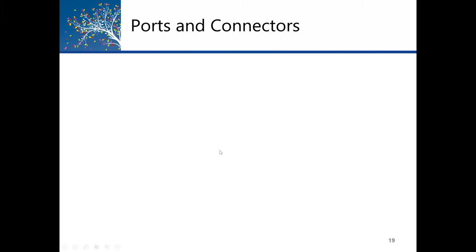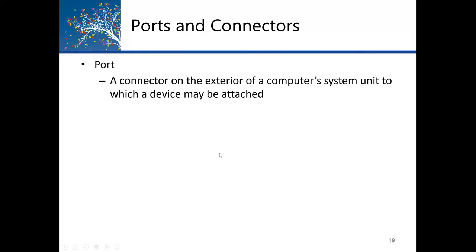So in general, a bus is a connector, or a conductor material, that allows data to flow from one element to another. Next, we talk about ports and connectors. A port is a connector on the exterior of a computer system unit to which a device may be attached. An example would be a monitor. A monitor has a special port that we connect to a computer, or a printer port also.